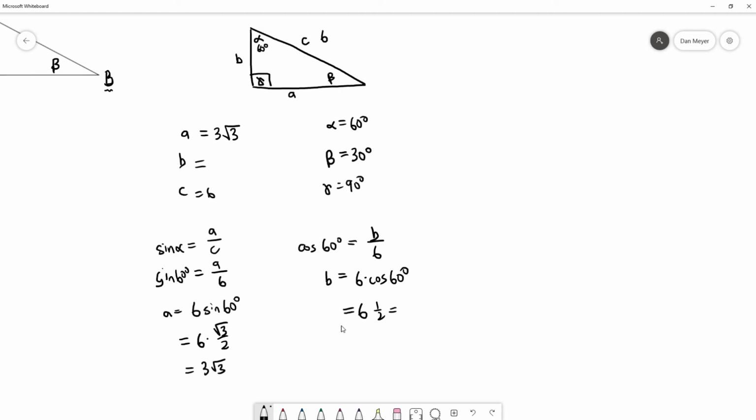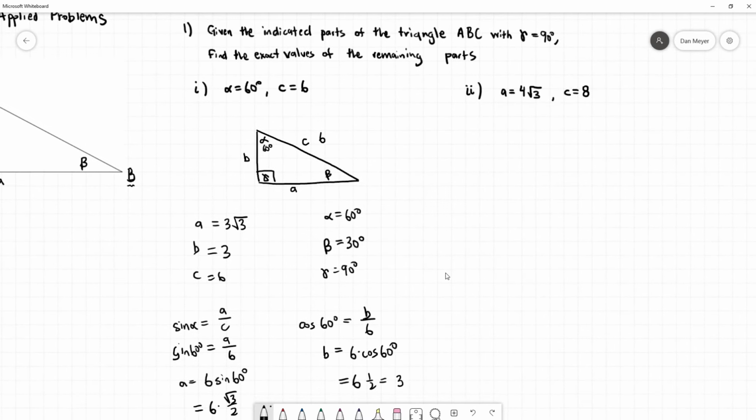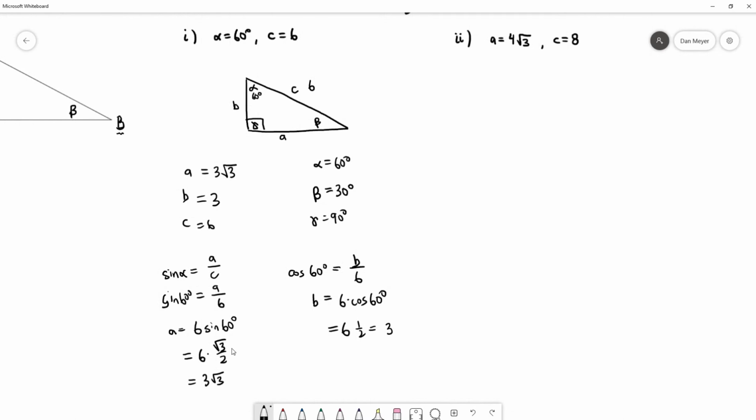Now, all these values, well, your calculator would have given you this value. Your calculator would have given you that value. But it maybe wouldn't have given you the exact value here. The problem wants the exact values of the remaining parts. So you kind of have to know your unit circle to be able to do this problem.